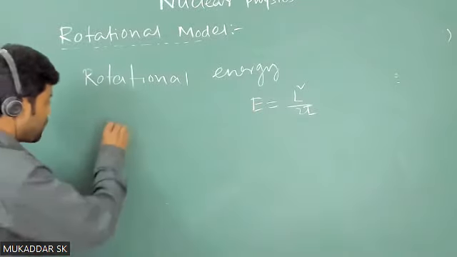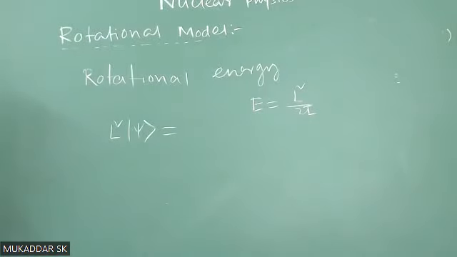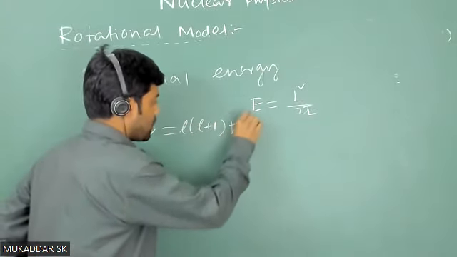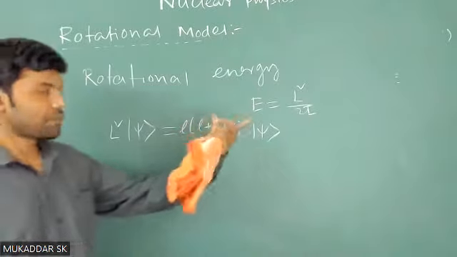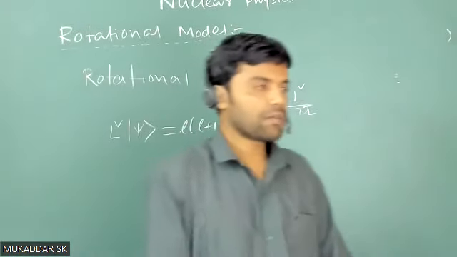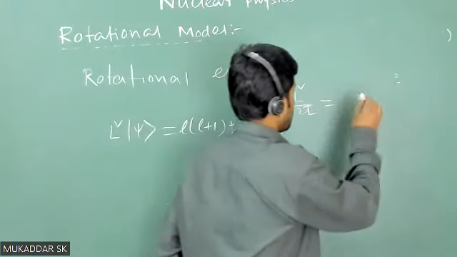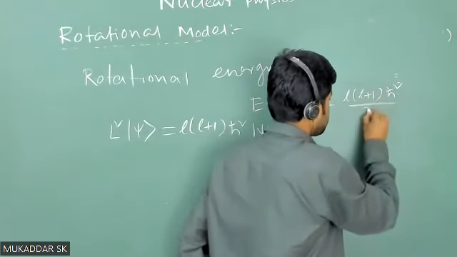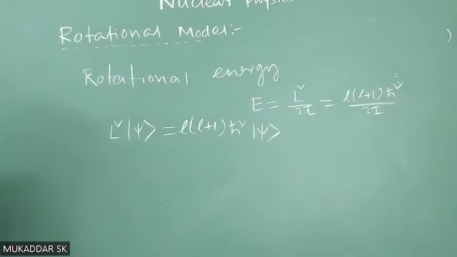Now we know that when L squared operates on psi, what will be the eigenvalue of L squared? It will be L into L plus 1 times h cross squared, and then you have psi. It means the rotational energy of such a nucleus, whose deformed shape is arising because of rotation, will be L into L plus 1 h cross squared by twice I, where I is the moment of inertia and L is the rotational quantum number.